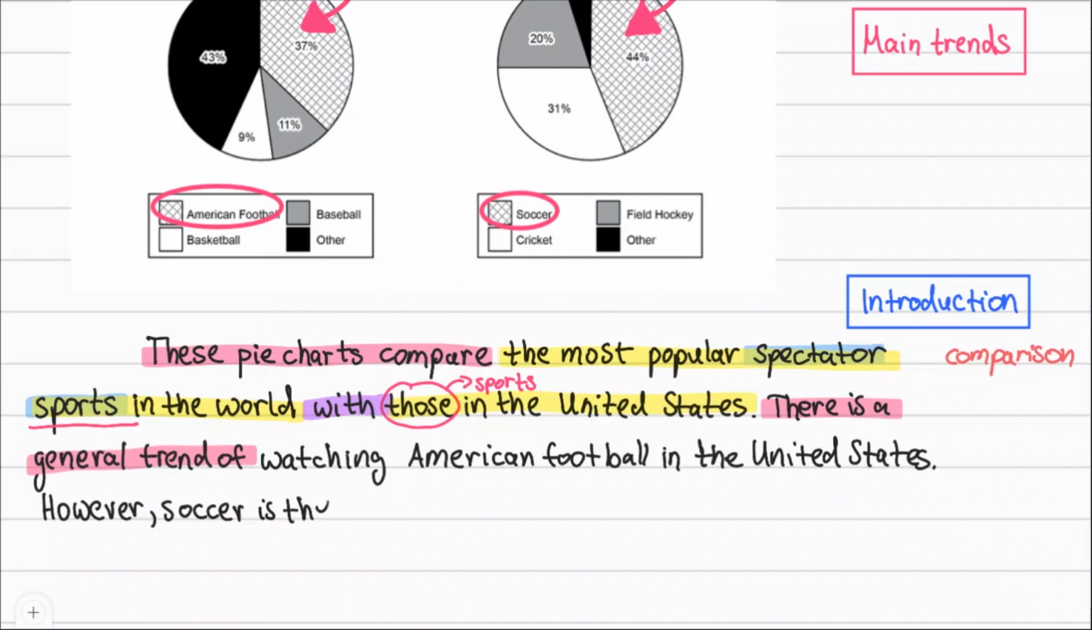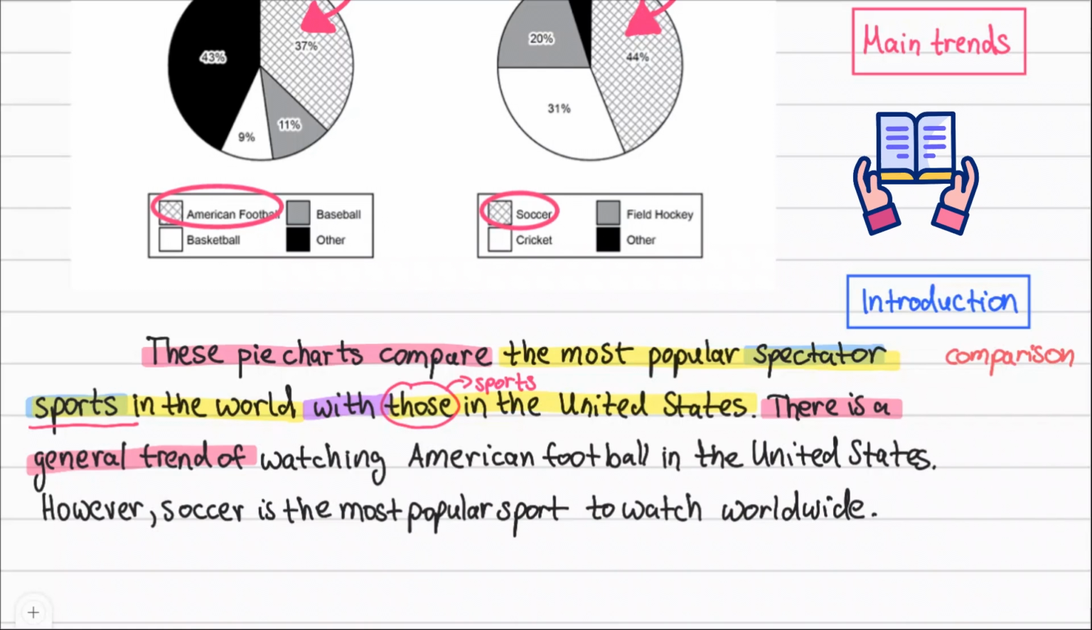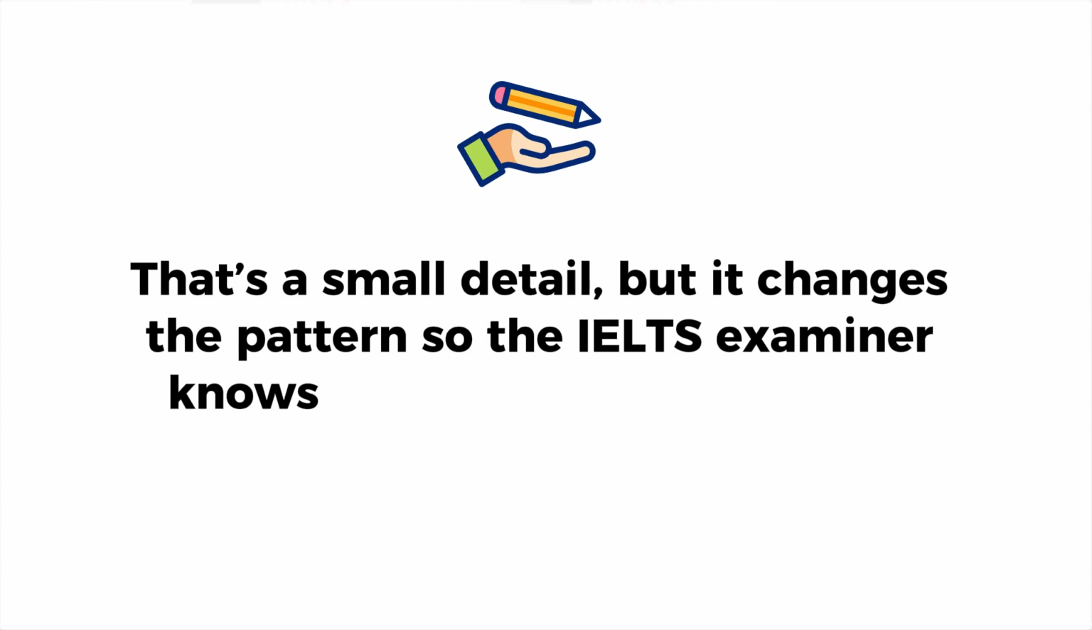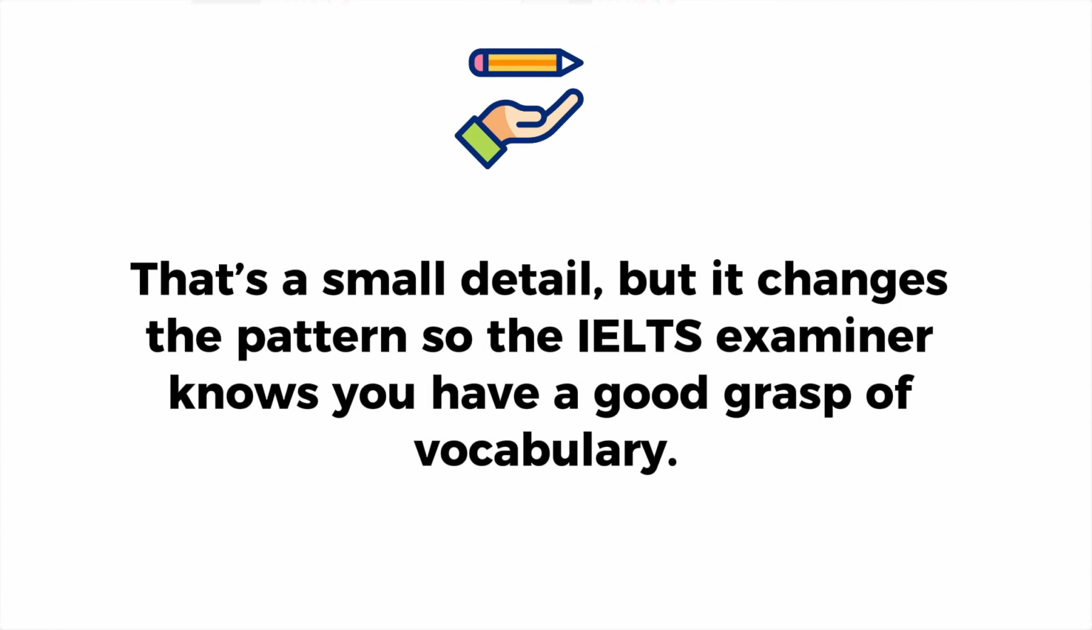However, soccer is the most popular sport to watch worldwide. This is another simple idea, but the reader knows what I will talk about in the body of the essay. I did say worldwide rather than in the world. That's a small detail, but it changes the pattern, so the IELTS examiner knows I have a good grasp of vocabulary. This will improve my band score.